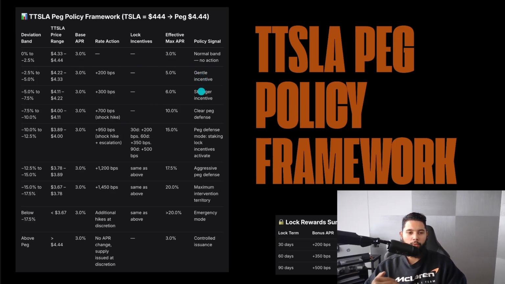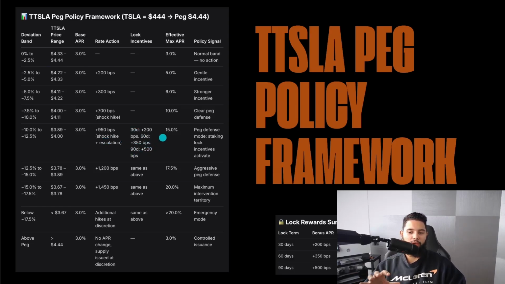So it becomes more and more desirable to buy up tokenized Tesla, because not only are you planning to profit from retaking the peg, you're also profiting along the way from the higher interest rate. If it continues to depeg from there, so let's say that it goes below 10% deviation, well, now you have peg defense mode and the staking lock incentives activate. What does this mean? It means that the interest rate goes from 10% to 15%. Again, another big spike in yield, and the 3 different tiers of locking come into play.